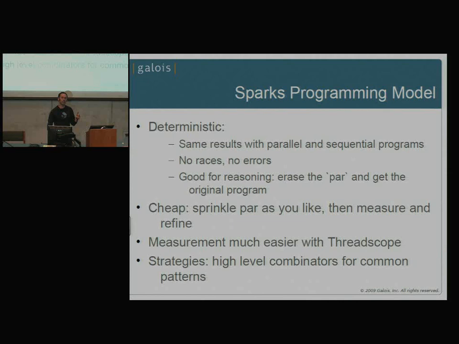There is a strategies library in the parallel package that is a set of standard ways of parallelizing things with sparks, such as, oh, I have a list, I probably want to do each element of that list in parallel to each other. It captures common patterns like that, so you don't have to manually add pars all the time. You can just use the strategies.